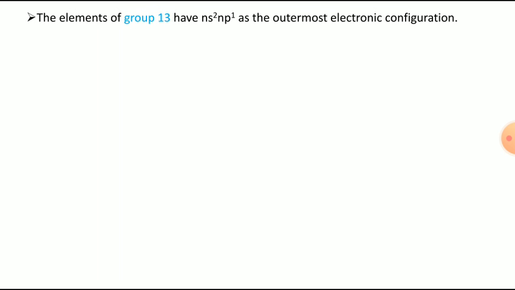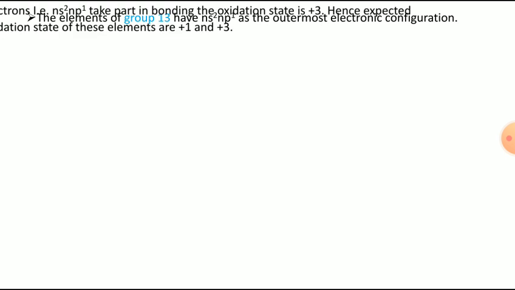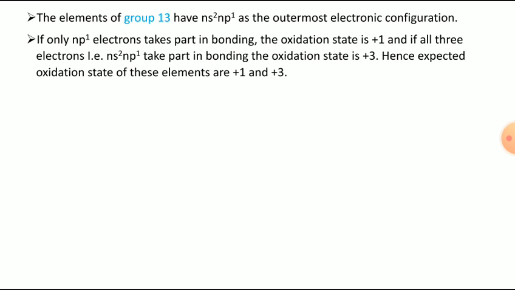So the elements of group 13, which is coming under p block element, its general outermost electronic configuration is what? ns2 np1. This is the general electronic configuration of group number 13, that is boron family. In case of group 13, what are the elements? Boron, aluminum, gallium, indium, thallium. If only np1, that means last one single electron takes part in bonding, the oxidation state is +1.